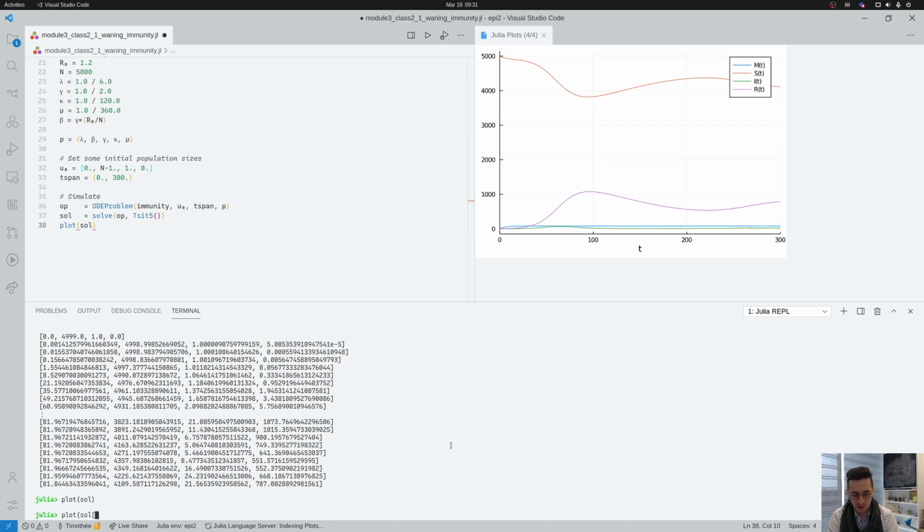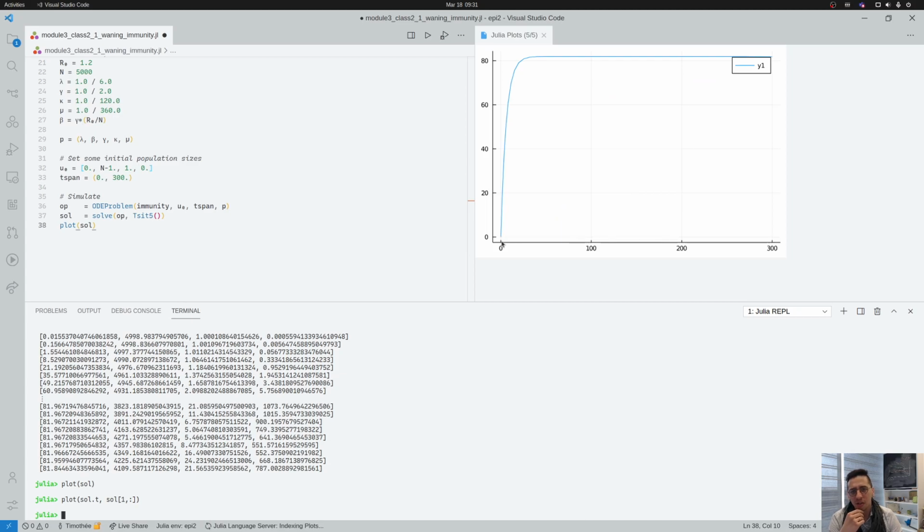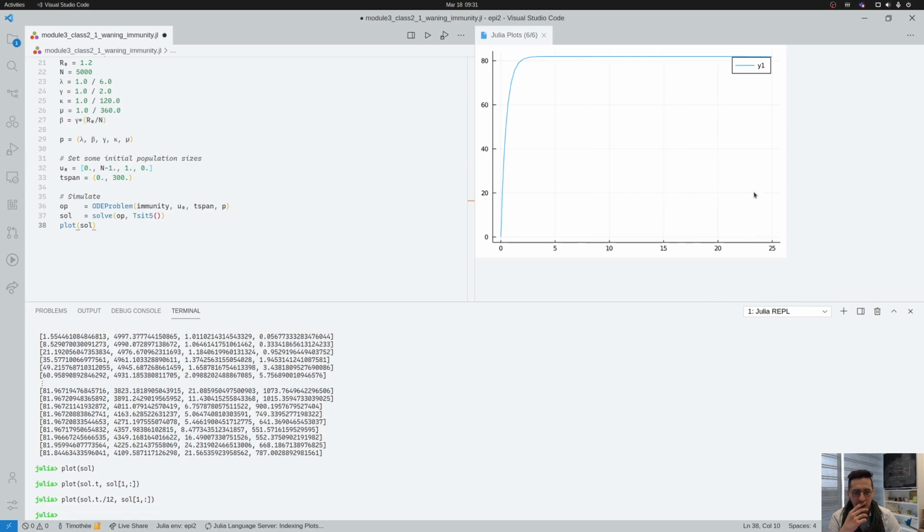We can plot it at sol 1. And that goes from 0 to about 81 individuals, 82 individuals. So that is the result of the demography in the population, right? We can express that in units of years, by the way, by dividing by 12. After 3 years, we have reached the equilibrium number of individuals with maternal immunity in the population.